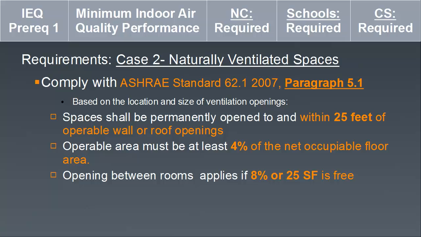Based on the location and size of ventilation openings, spaces shall be permanently open to and within 25 feet of operable wall or roof openings. So make sure that if you have a naturally ventilated space, people have access to the openings where that natural ventilation and fresh air intake is happening. And the operable area must be at least 4% of the net occupiable floor area. Opening between rooms applies if 8% or 25 square feet is free.